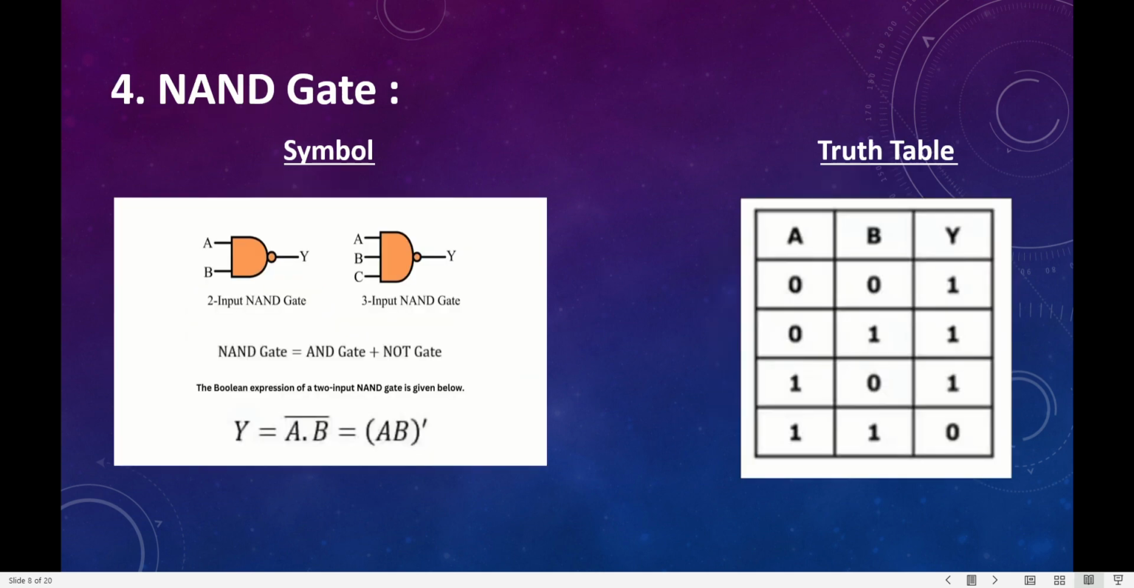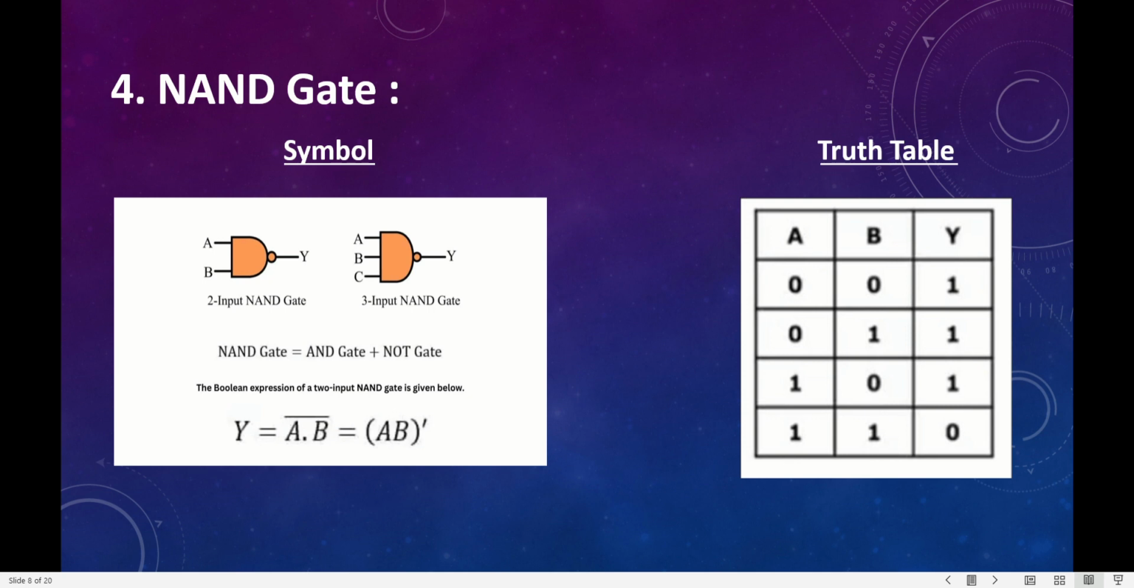And then the NAND gate. We are discussing the symbol and the truth table of the NAND gate, including the 2 input NAND gate and the 3 input NAND gate. It is the combination of 2 gates: the AND gate connected to the NOT gate. So the Boolean expression of the NAND gate is y equals a into b, whole bar.